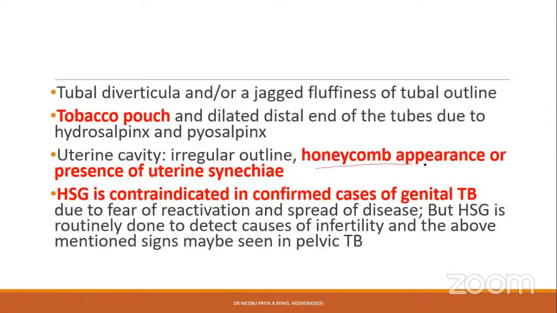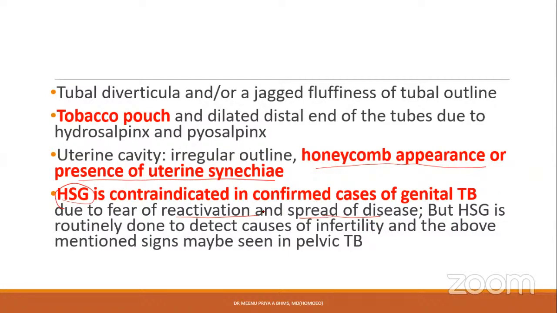Honeycomb appearance or presence of uterine synechiae. This is seen in one more condition. You just see which condition honeycomb appearance is also seen. I've already dealt with that topic, so you can just go through. Here in TB also honeycomb appearance is seen. And HSG is contraindicated if it is a confirmed case of genital TB. We will not do HSG. Why? Because of fear of reactivation and spread of disease. When HSG is done, it can be reactivated. The TB which is there in one part can be spread to other parts. So HSG will not be done if it is a confirmed case of genital TB.